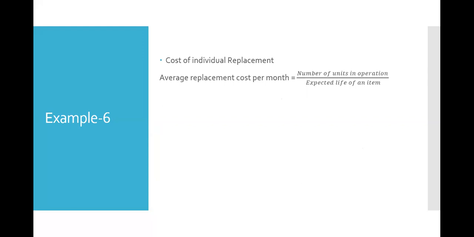So here the data is given month by month, so average replacement cost per month is equal to the number of units in operation, which is 1000, divided by the expected life of an item that we have to find out, multiplied by the cost of individual replacement, which is 10 rupees. So in this data, we just need to find out the expected life of an item. Now let's calculate the expected life.